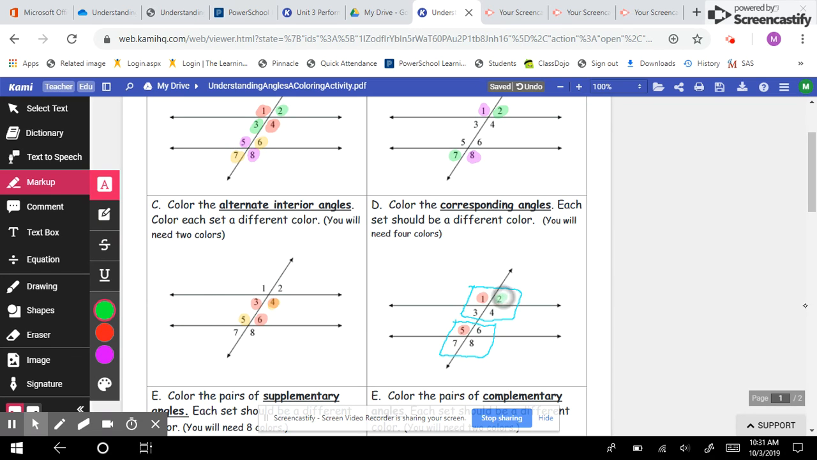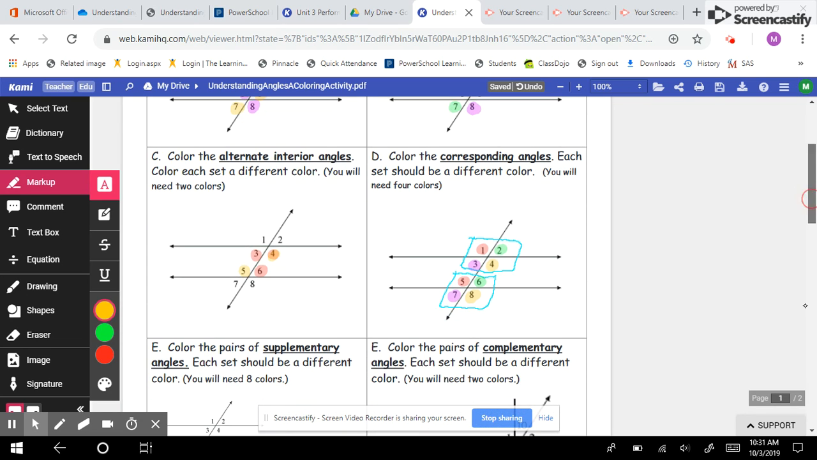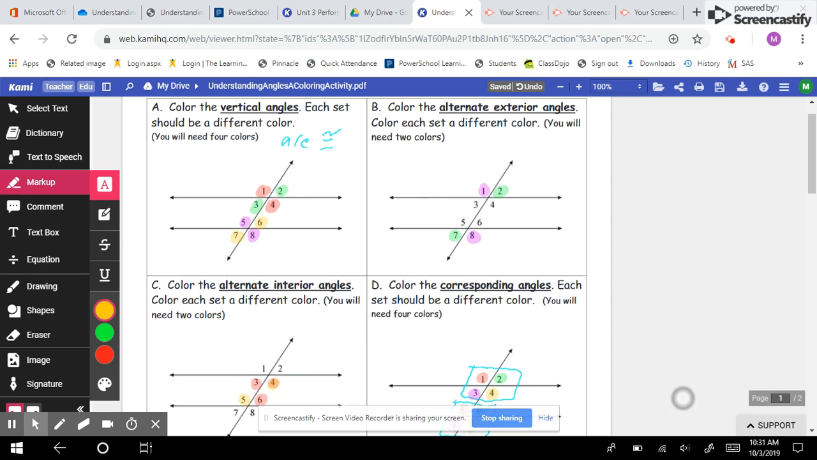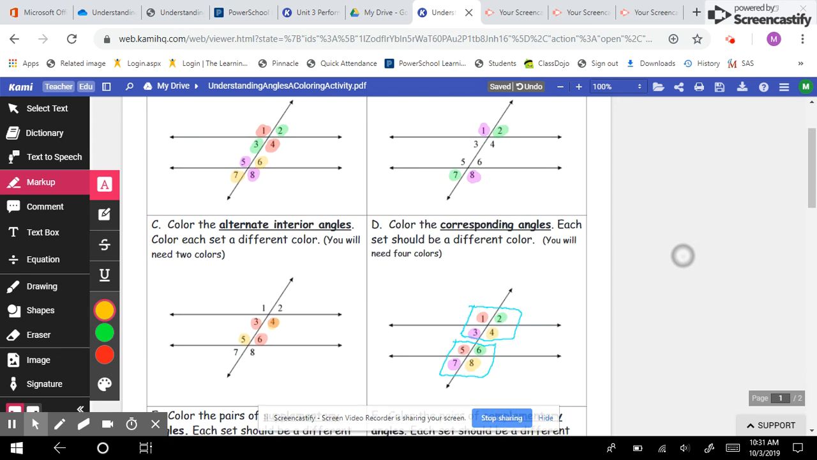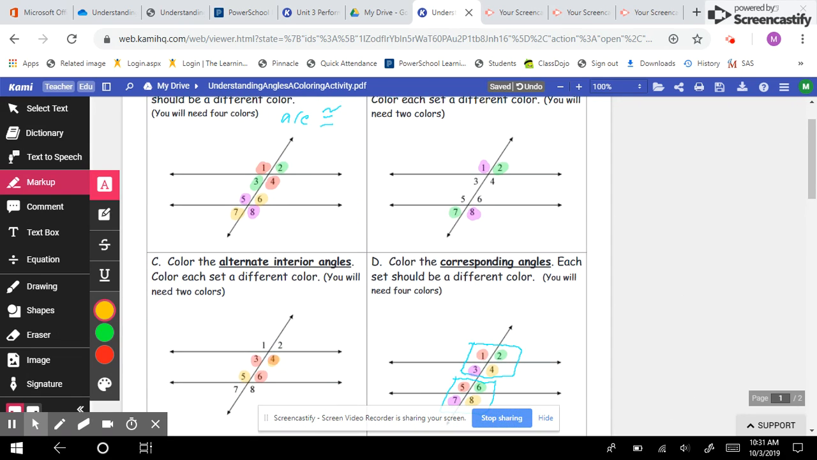Another pair would be angle 2 and angle 6. Another pair would be angle 3 and angle 7. And the last pair would be angle 4 and angle 8. And so far, all of the ones that we have done, the alternate exterior, the vertical angles, the alternate interior, and the corresponding angles, all of those angles are congruent.